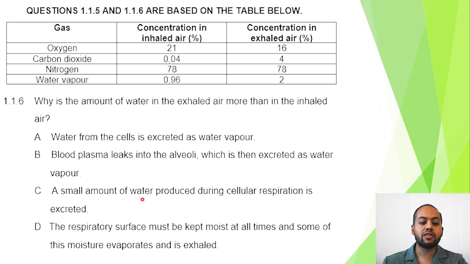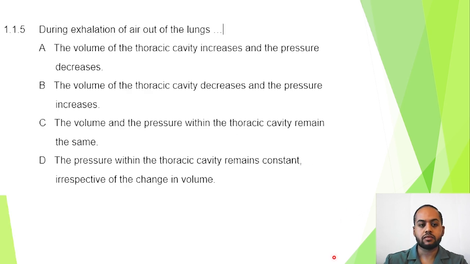Option C, a small amount of water produced during cellular respiration is excreted. Is water generally a product of cellular respiration? Yes, it is. Therefore, C could possibly be correct. Option D, the respiratory surface must be kept moist at all times, and some of this moisture evaporates and is exhaled. That cannot be correct. Therefore, the correct option is C.